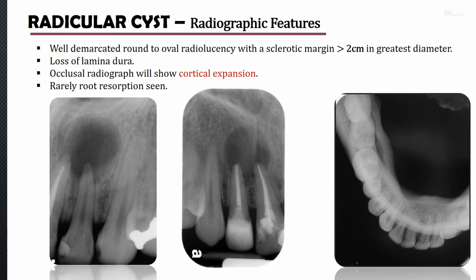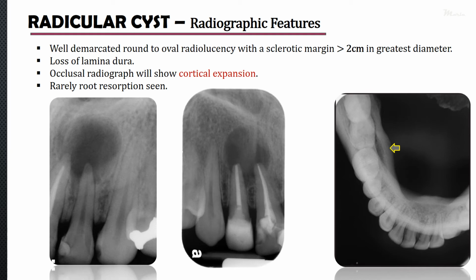So, a dimension of more than 2 cm showing a well-defined unilocular radiolucency in association with the root of a tooth is indicative of a radicular cyst. It should be noted that in that area there is loss of lamina dura surrounding the root. Occlusal radiograph may show cortical expansion as seen in late stage of the disease.